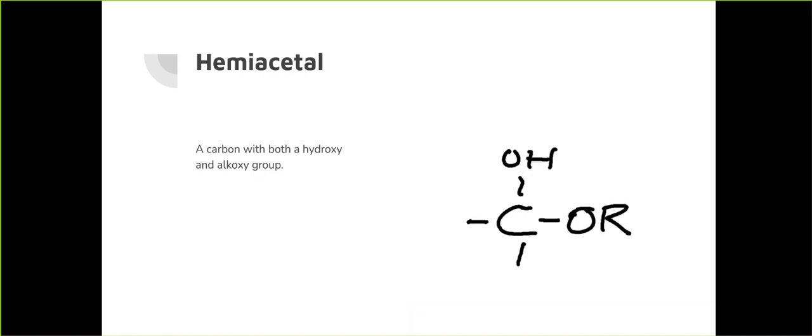Okay, there is a critter called a hemiacetal. This is a carbon that has both a hydroxy group and an alkoxy group on it. So this carbon here can either have hydrogens or R chains, but it has a hydroxy group on this carbon, and it also has an alkoxy group on this. And this is called a hemiacetal. Hemi means half, and you'll see why in a minute: this is half of an acetal. You might be able to guess.